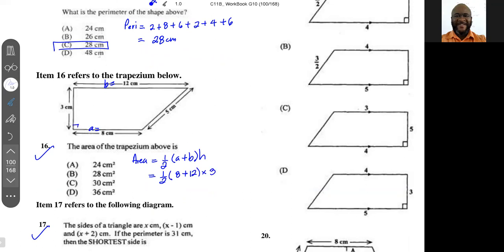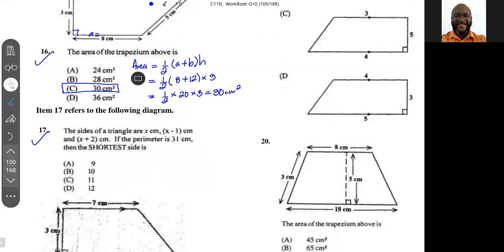Remember, height is associated with the right angle. So for that reason, 5 could not be the height. The height is 3. So it's a half of 20 times 3. The answer here is 30 centimeters squared. A half of 20 is 10. 10 times 3 is 30. The answer is 30 centimeters squared.